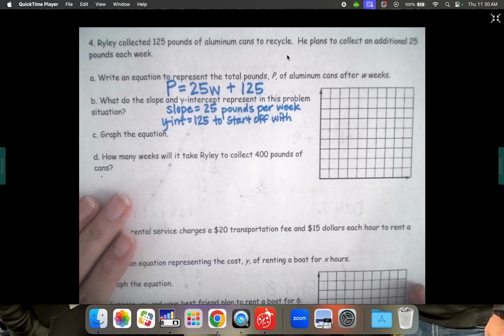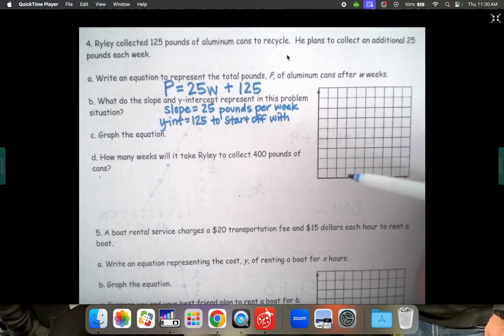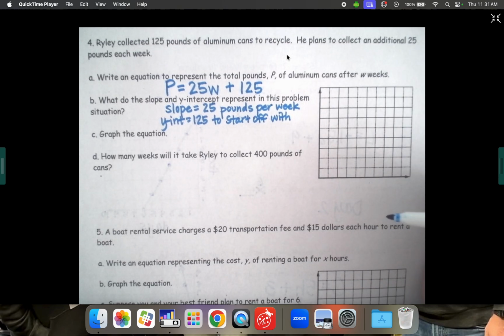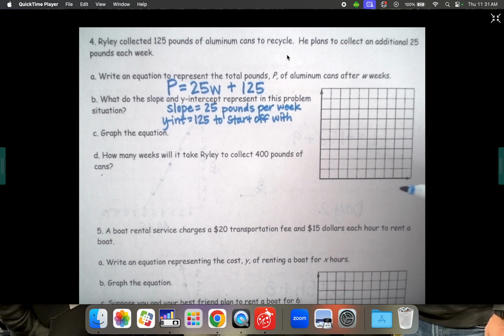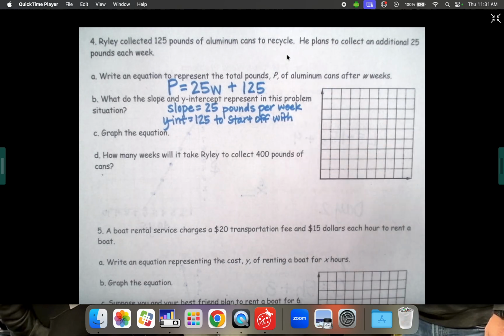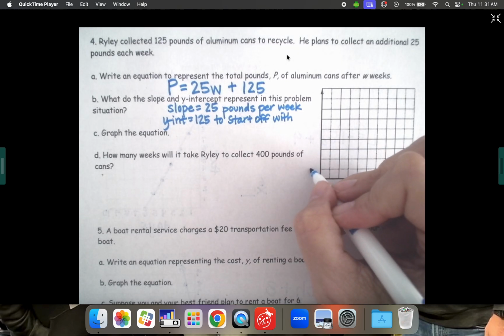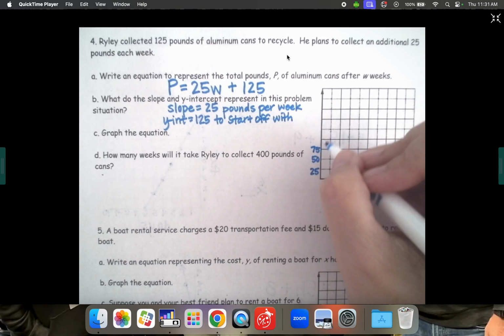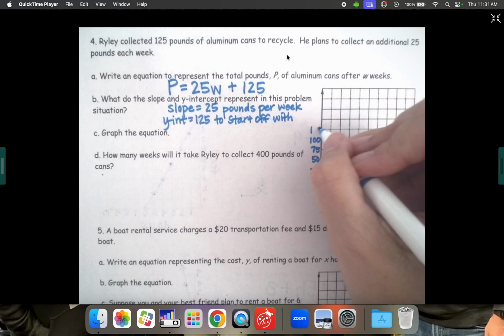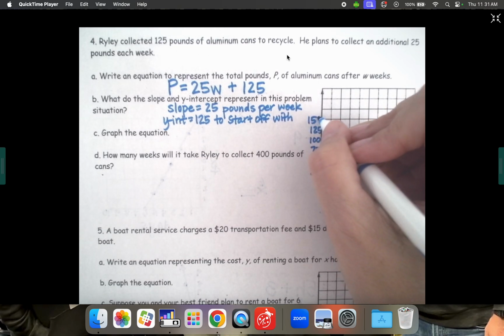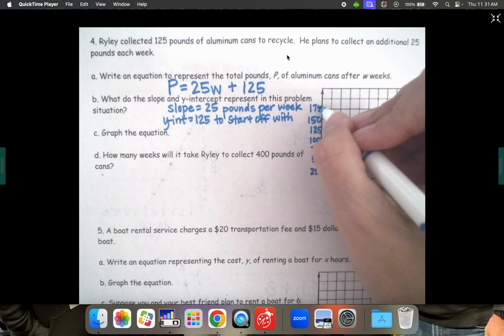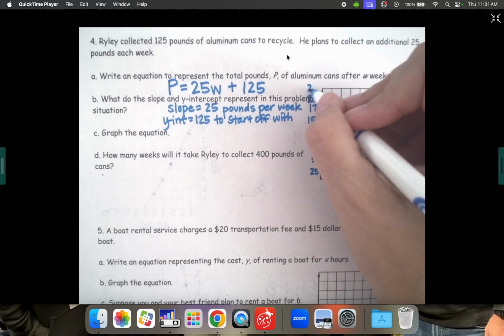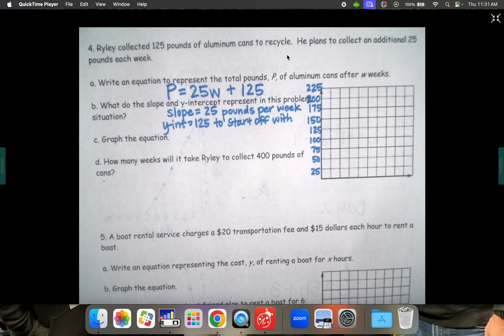Okay, then we're going to graph the equation. So we need to graph a y-intercept of 125, and we need to go up by 25. So I'm going to be a lot more intentional about counting correctly on this one. If we start at 125, let's count by 25s on both. So let's do 25, then it would be 50, 75, 100, 125, 150, 175, 200, and then our top number would be 225.